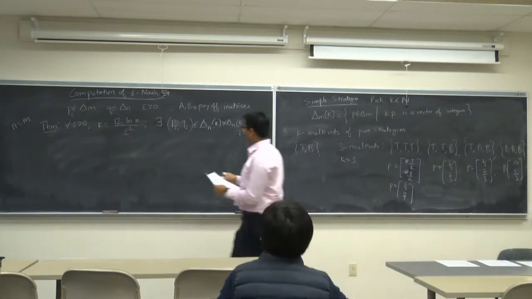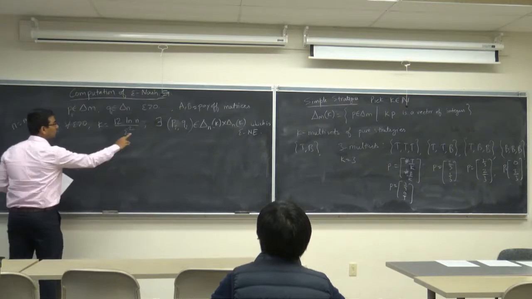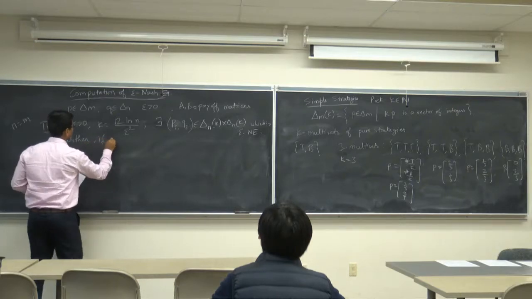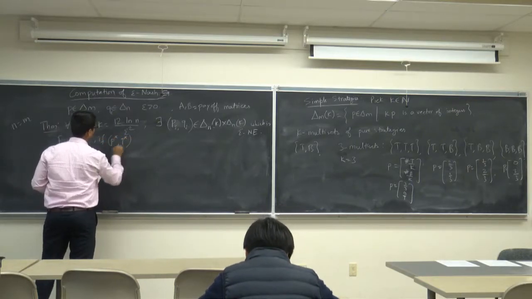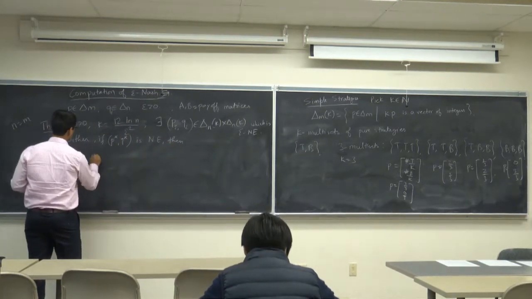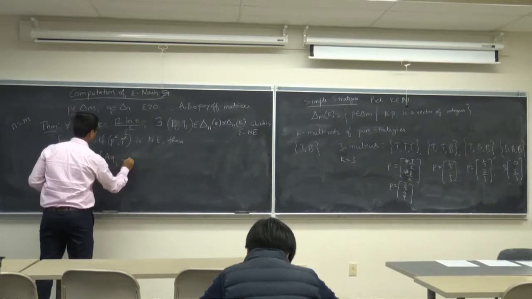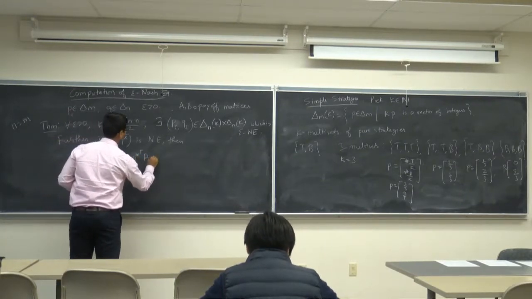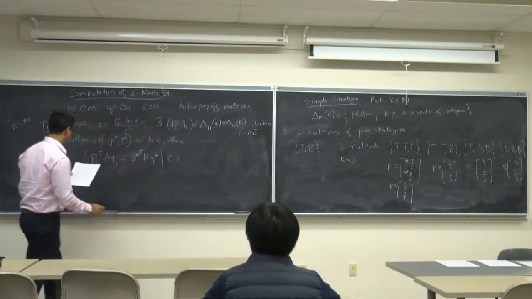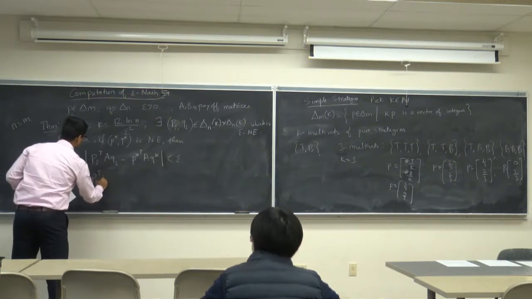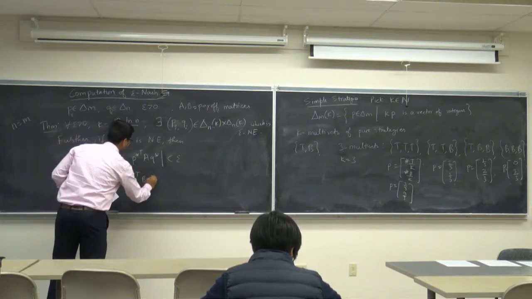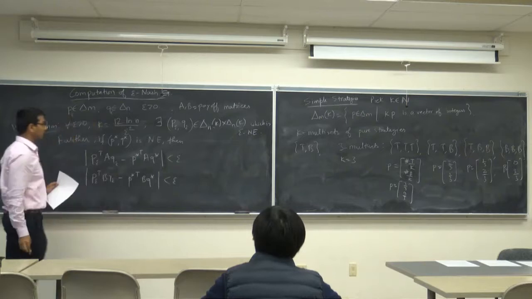Actually, it satisfies another property. If p star, q star is a Nash equilibrium, then the absolute value of P epsilon transpose A Q epsilon minus P star transpose A Q star is less than epsilon, and the absolute value of P epsilon transpose B Q epsilon minus P star transpose B Q star is less than epsilon.